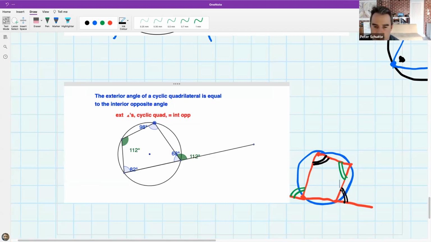Okay. Give me a thumbs up if the exterior angle equaling the interior opposite makes sense to you, and thumbs down if you feel confused. Fateko, I'm going to come to you now. I see your hand is up. What's your question?